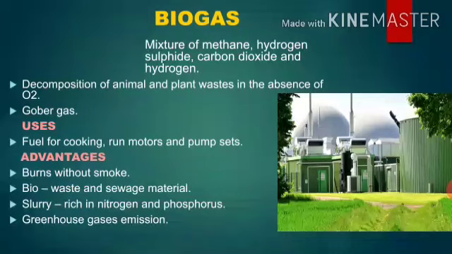The next topic is biogas. Biogas is a mixture of methane, hydrogen sulfide, carbon dioxide and hydrogen. How is it produced? By the decomposition of animal waste and plant waste in the absence of oxygen. What is meant by gobar gas? In biogas production, the starting material is cow dung. Cow dung in Hindi is called gobar, so they call it gobar gas.